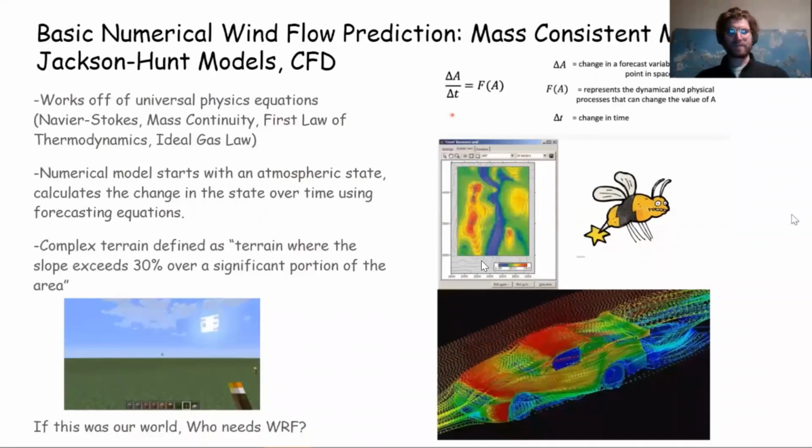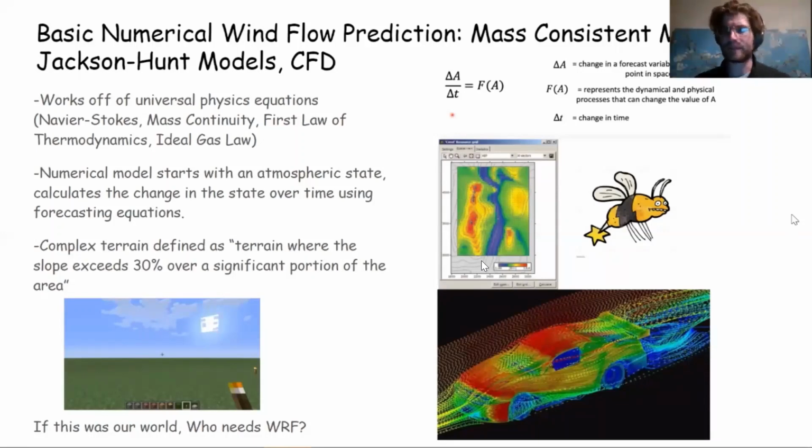Okay, so let's take a step back from WRF and fill in some of the gaps here. Some of the more basic NWP models used for wind are mass-consistent models, Jackson-Hunt models, and computational fluid dynamics models, or CFD. They work off of universal physics equations like Bjerknes' equations from the early 20th century, and they probably use some of Bjerknes' equations too. But that's a basic idea.